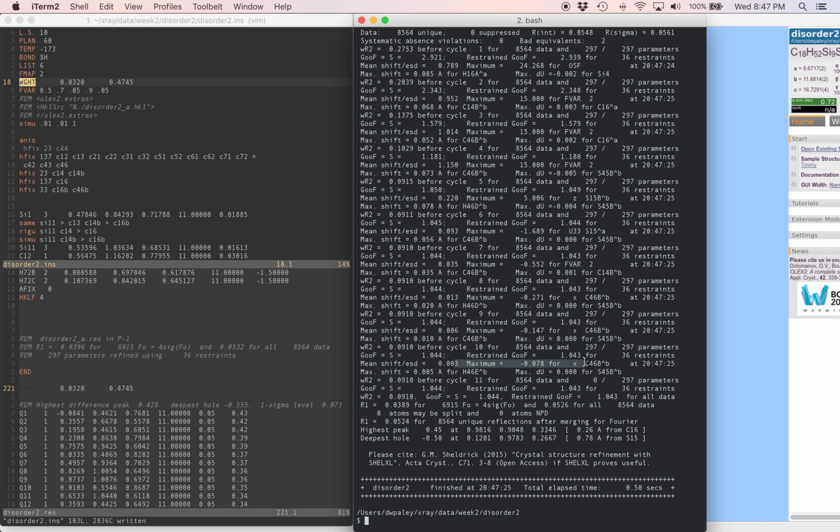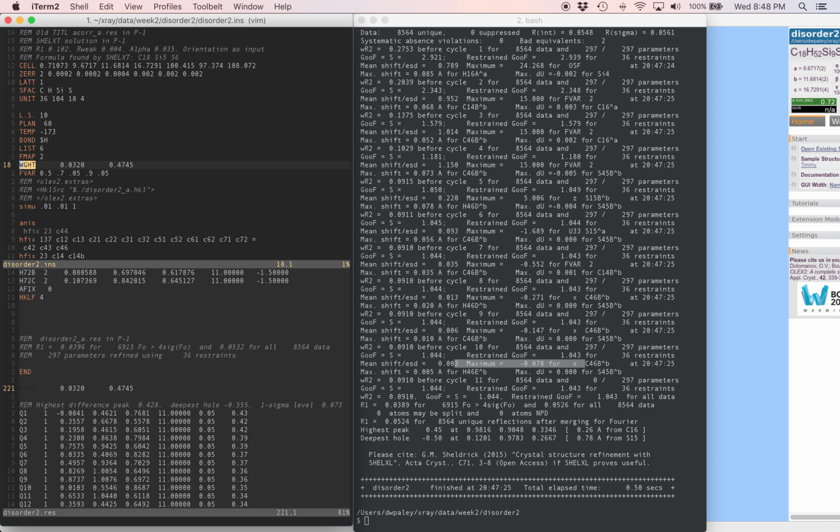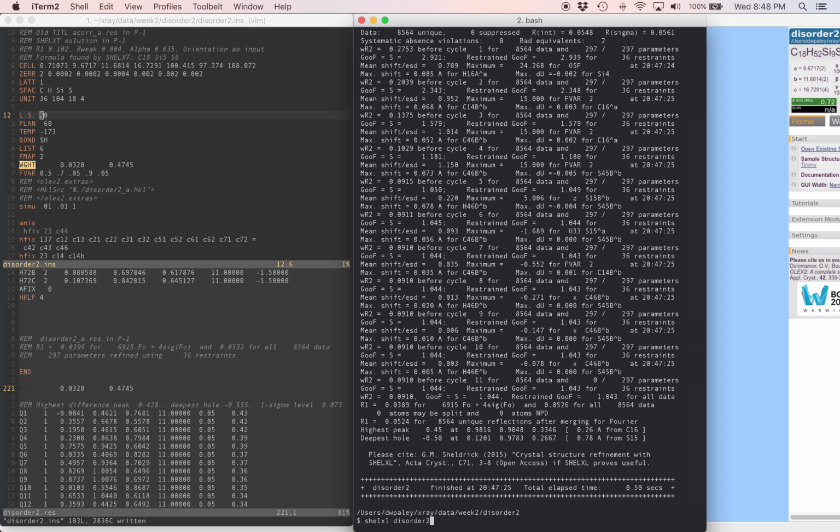We still have 0.078 maximum shift over ESD. So we'll run a couple more cycles here. Make it 20. Refine that. Now our shift is essentially 0. The goodness of fit is close to 1. The R factor is good, as we discussed. The geometry is good, so we're finished with this disorder model.